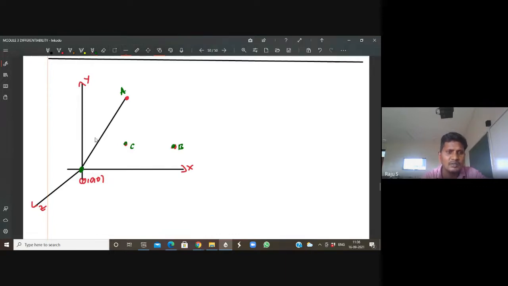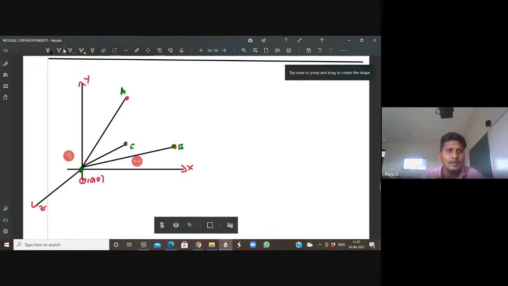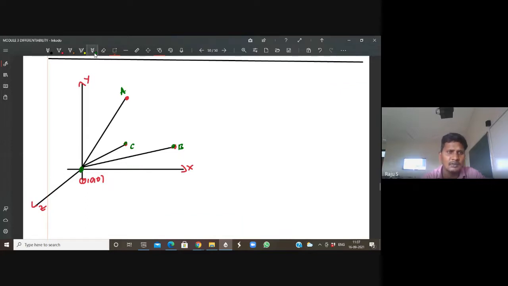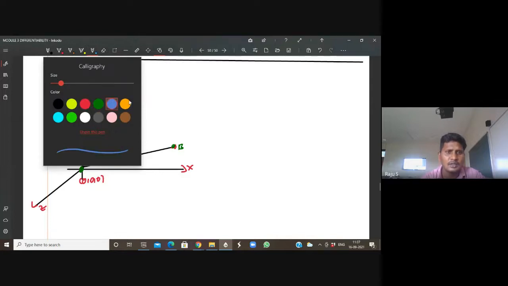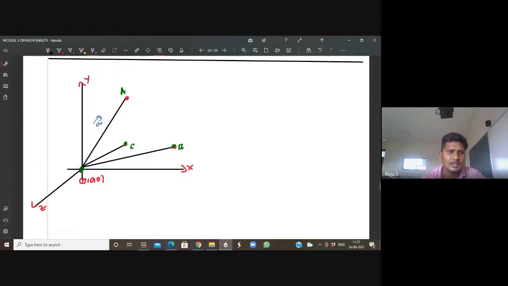Here, first I'll join all these 3 points to the origin. This is the OB vector, and this is the OC vector. They have given 3 vectors. In that, I am taking the OA vector as vector a, OB vector as vector b, and OC vector as vector c. Let us assume like that.